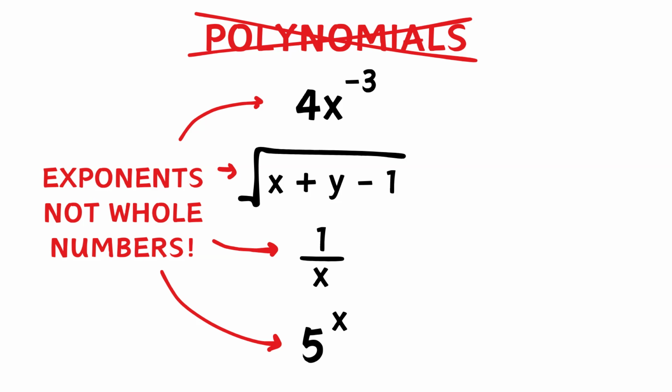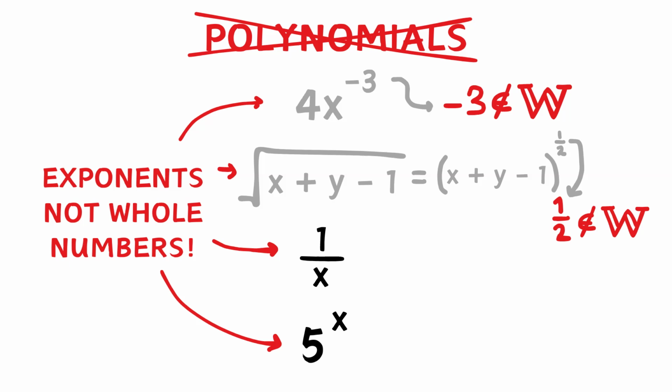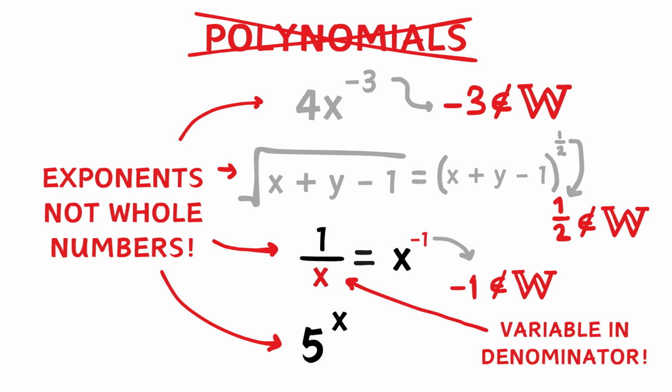The first term has an exponent that is negative, which is not a whole number. The second expression is a square root, which is the same as raising it to the power of a half. Again, 1/2 is not a whole number. The third expression, 1 over x, is the same as writing x to the power of -1, which is not a whole number, as it is negative. 1 over x also has a variable in the denominator.